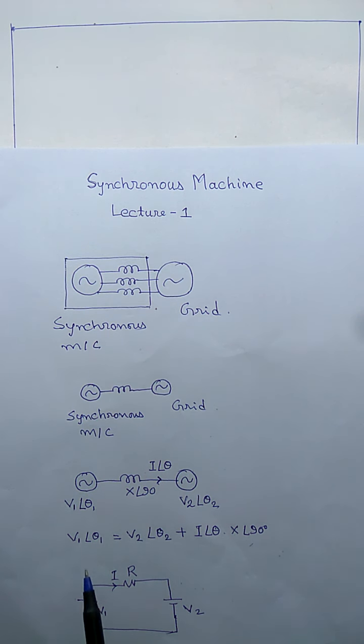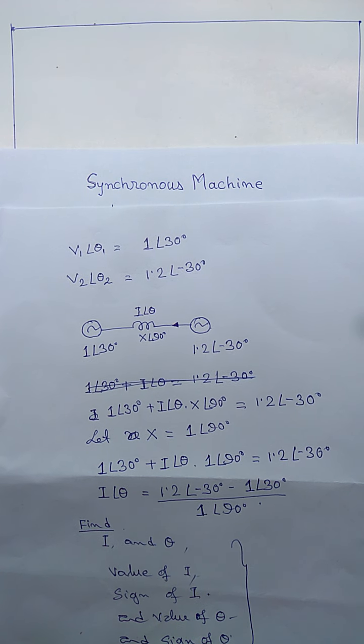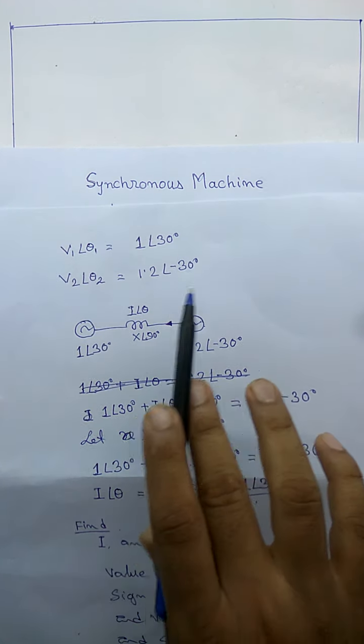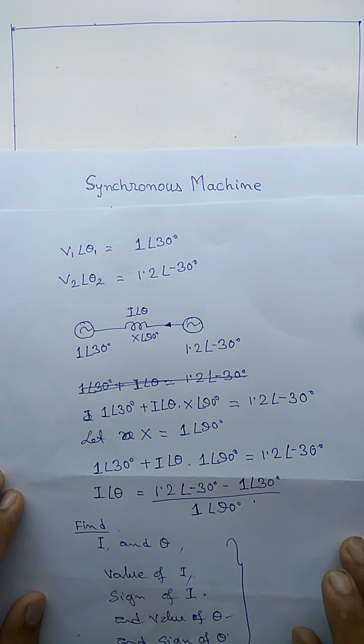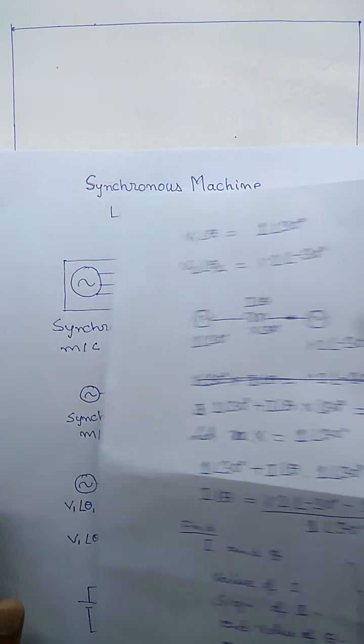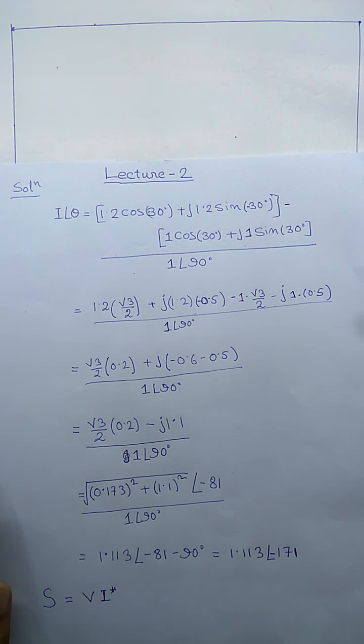Then we said that this equation can help us in finding the current. And finally, we end up with a problem here where we say that V1 is equal to this, V2 is equal to this, and we are supposed to find the current in the circuit. Now let's first look at the solution to the problem. So this is how the problem is solved.